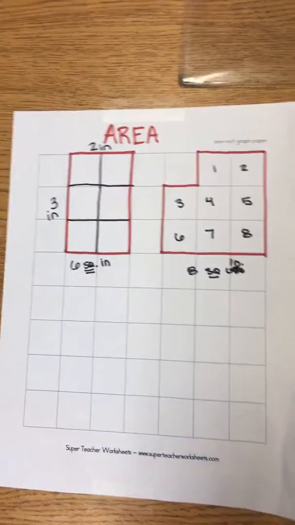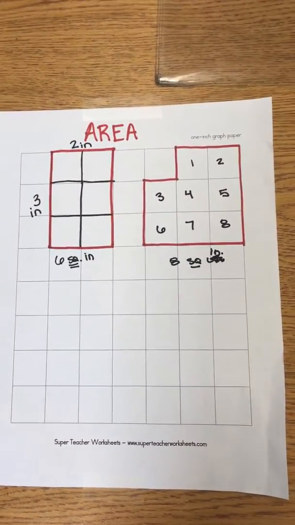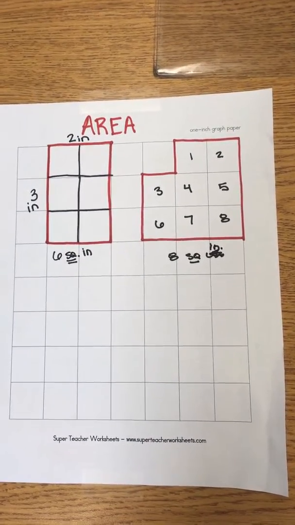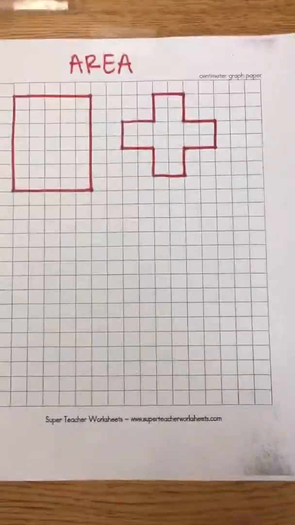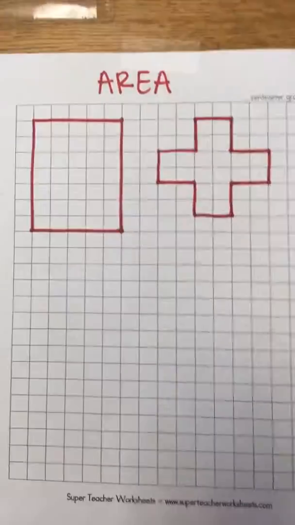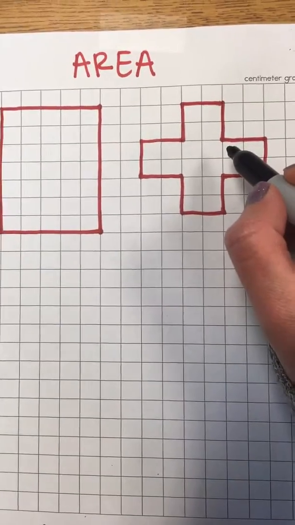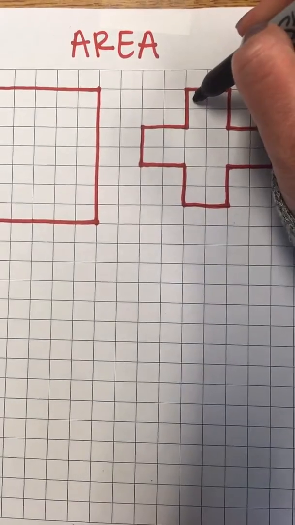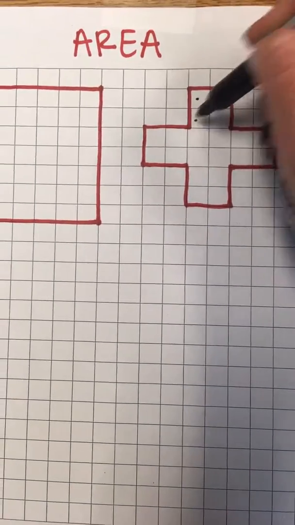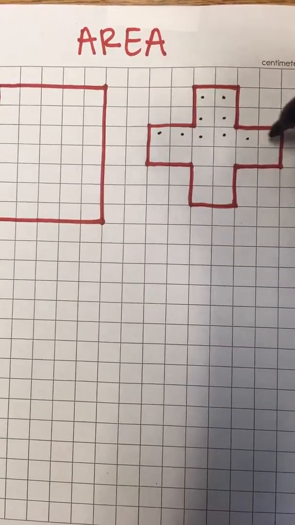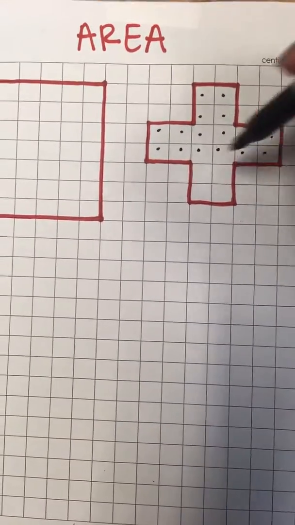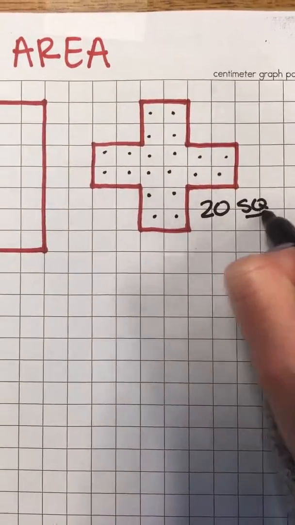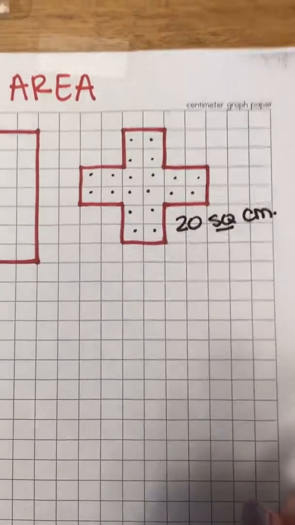You have these papers in your packet, so you can just use the other side, opposite of the perimeter side. And so you have a smaller one too. I have a couple of shapes on here, and we're going to find the area. I'm going to start with this irregular one because we can't multiply for that, but we can add all of our square units. So I'm just going to find a starting spot, and I have 1, 2, 3, 4, 5, 6, 7, 8, 9, 10, 11, 12, 13, 14, 15, 16, 17, 18, 19, 20. 20 square centimeters. Remember, this is centimeter paper.